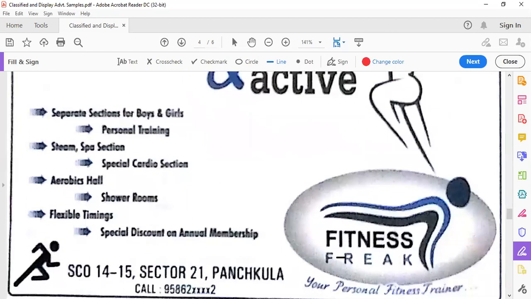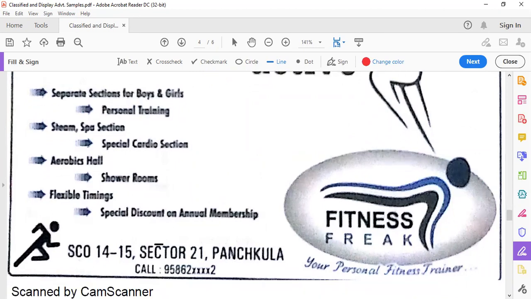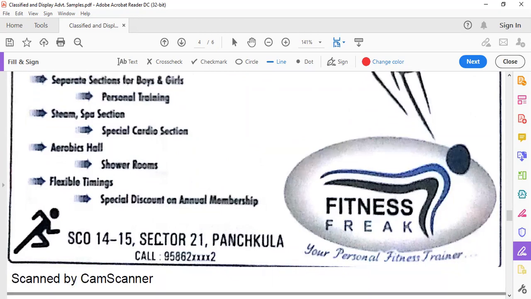A diagram is made, a figure in exercise action, fitness freak, your personal fitness trainer, separate sections for boys and girls, personal training. See how with the arrows they have given the features: steam, spa section, special cardio section, aerobics hall, shower rooms, flexible timings, special discount on annual membership, and then the address with the contact number is given.